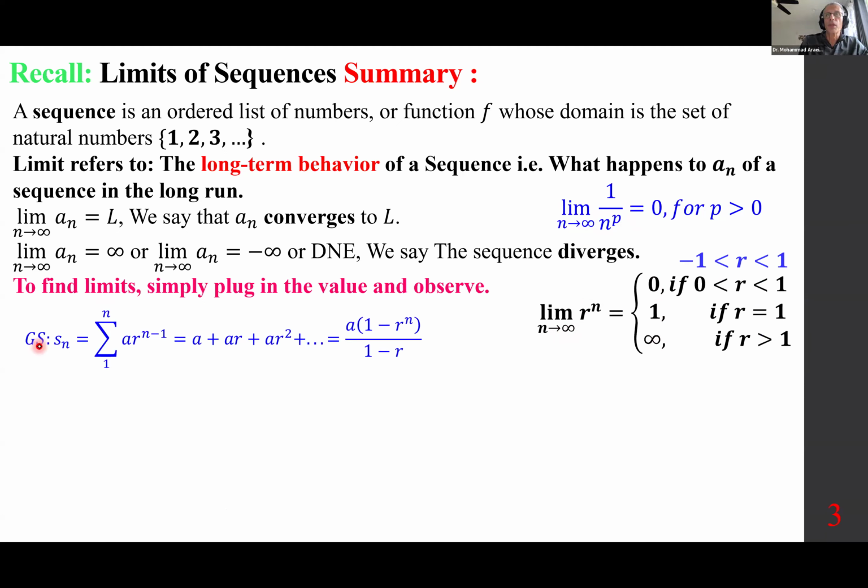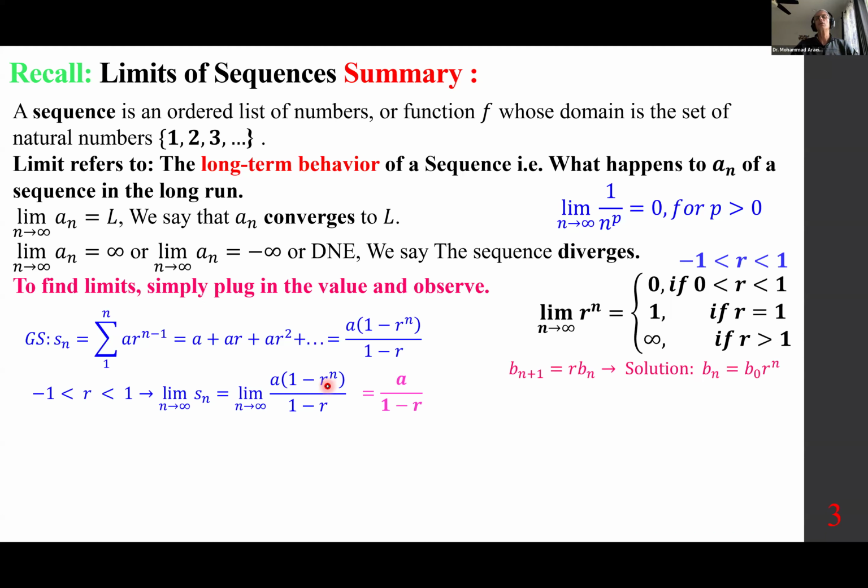Geometric sequence, when we add them up, the summation of a r to the power of n minus 1 from 1 to n ends up having the format a times 1 minus r to the power of n over 1 minus r. And if we take the limit of this expression, when r is between negative 1 and 1, because of this theorem, r to the power of n goes to 0. It simplifies to a over 1 minus r.